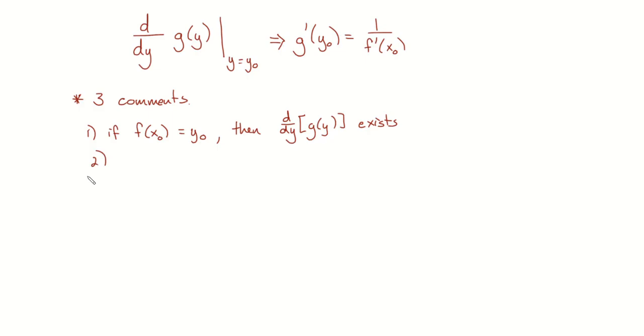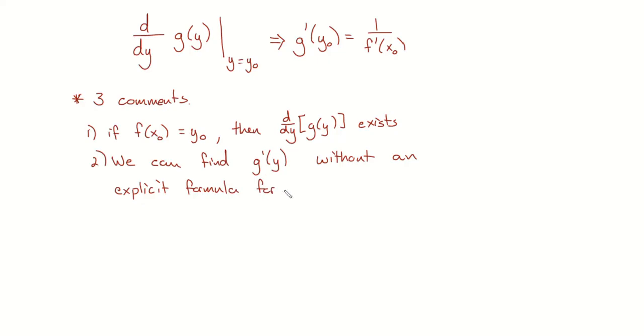Second thing I want us to be aware of is that we can find g prime of y without an explicit formula for g prime. And really, it's an explicit formula for g, which is equal to the inverse of f. Turns out we don't even need to have the actual inverse because we can just say it's defined implicitly and use the stuff that we saw in our last section.